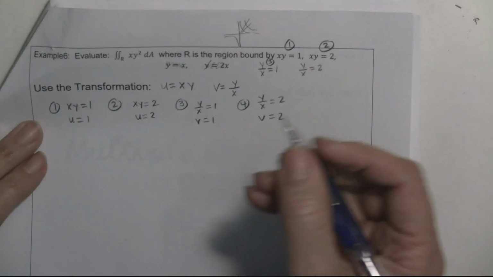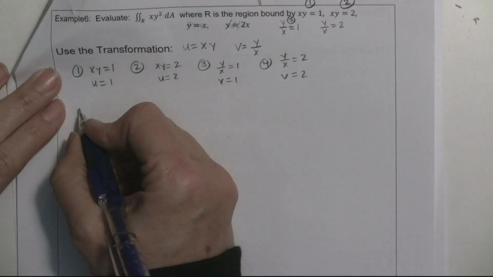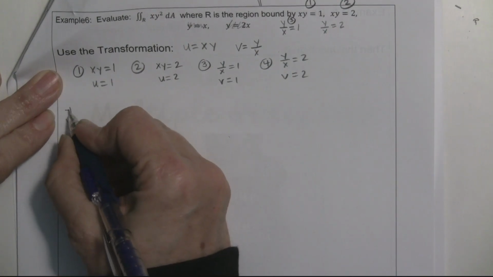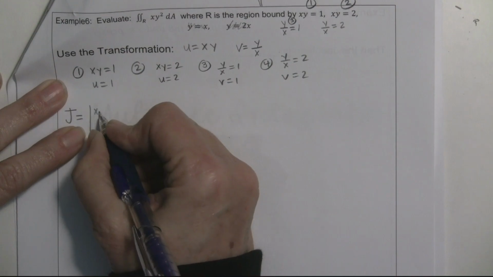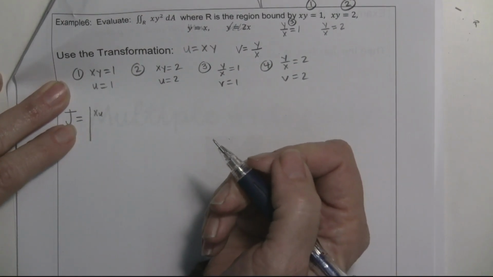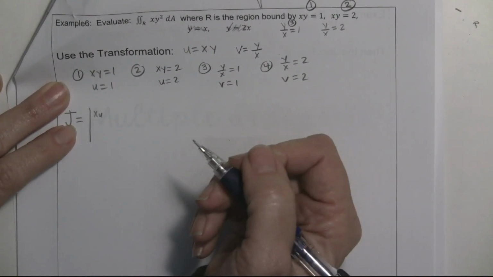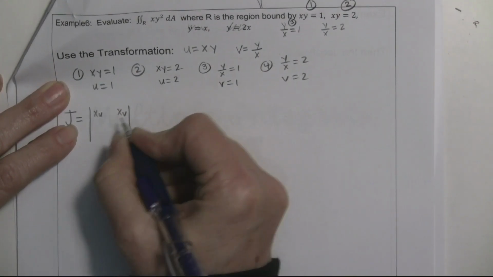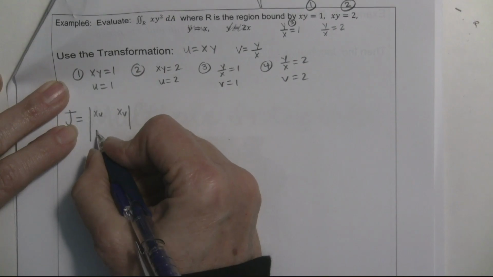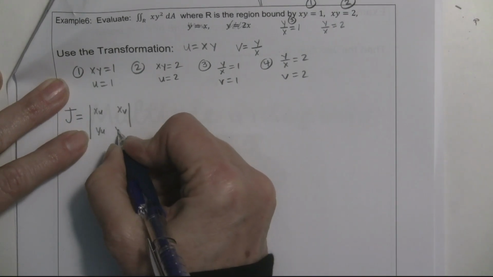And equation 4, which was y over x equals 2, is now v equals 2, right? And then the next thing I would need to do is find the Jacobian. And the Jacobian is this. Your equation is solved for x, and you take the partial with respect to u. And this, and this, and this.